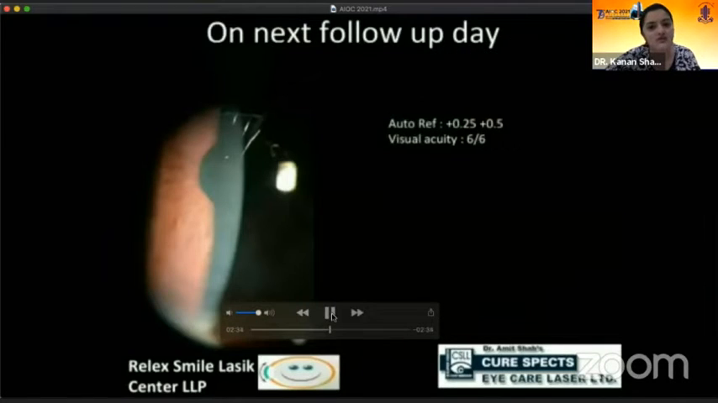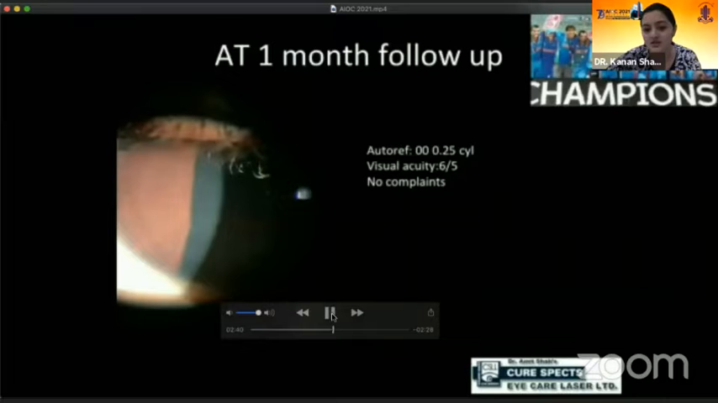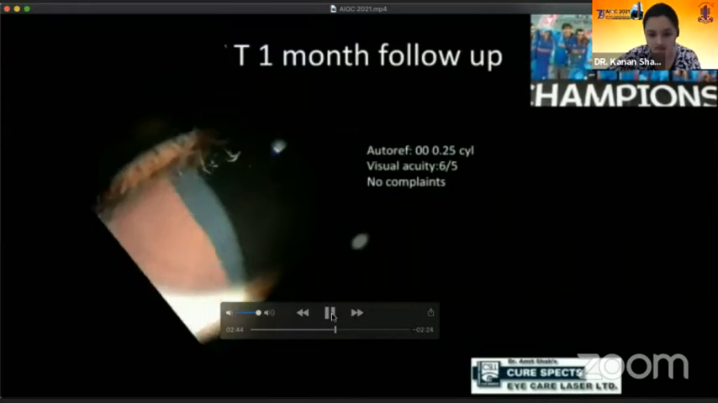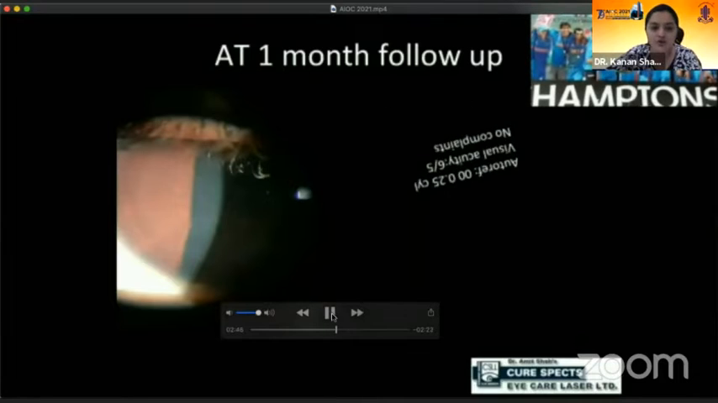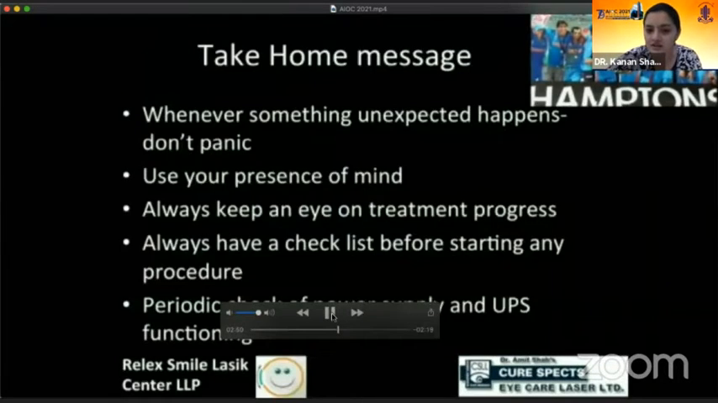On the next follow-up day, it was plus 0.25 and plus 0.5. Visual acuity was 6/6, and the patient is absolutely fine. Patient doesn't have any complaint. Even after 1 month, the autoref was 0/0 and visual acuity was 6/5, and the patient did not have any complaint. Patient is absolutely happy.